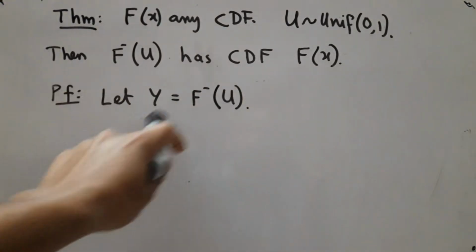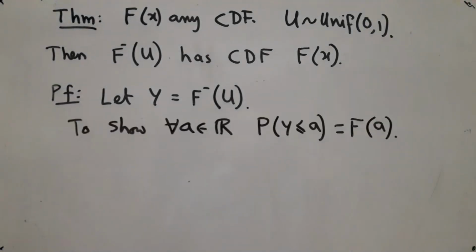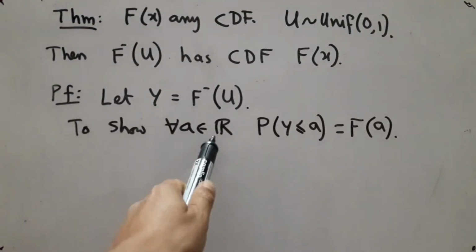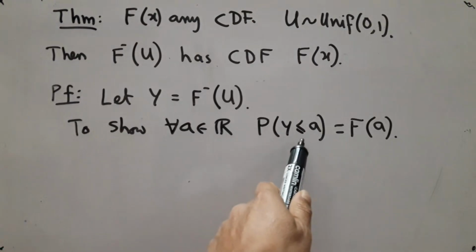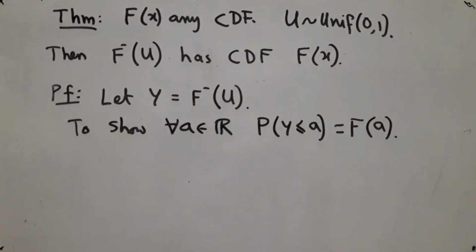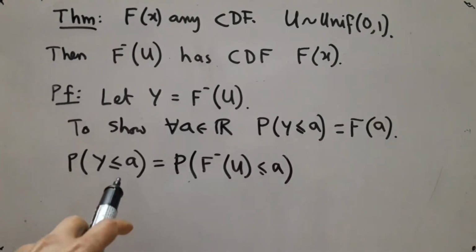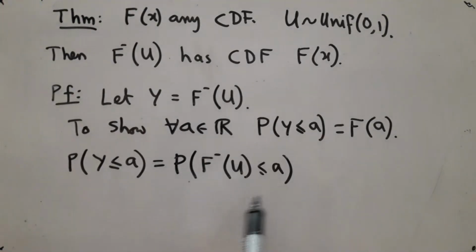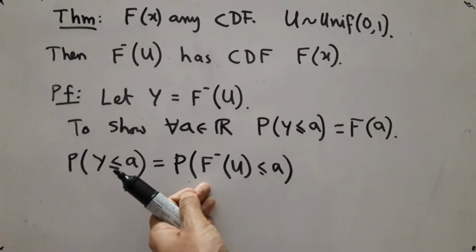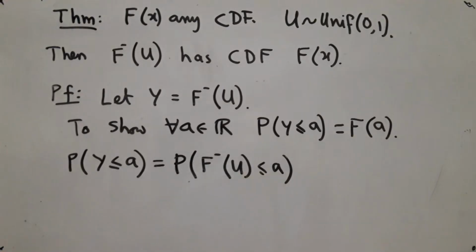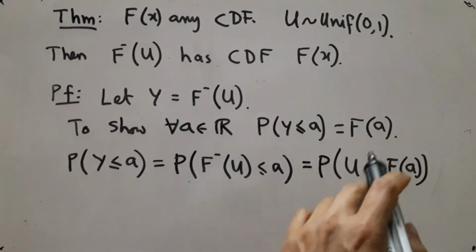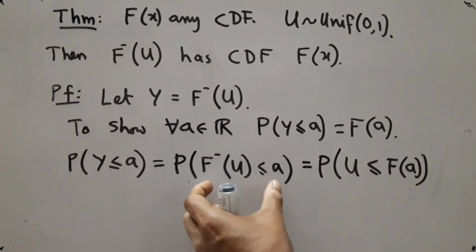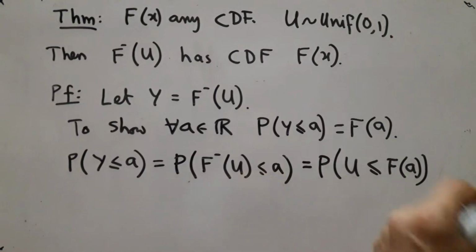Now for the proof of this theorem, I give it a name: Y. I want to show that this has CDF F. In other words, I want to show that for any real number a, probability Y less than or equal to a is F(a). Now probability Y less than or equal to a means probability F minus U less than or equal to a, because Y is F minus U. Now the last theorem already gave us a way of writing this such that F minus goes to the other side. So we get that this is probability U less than or equal to F(a), because the last theorem said that this if and only if that.